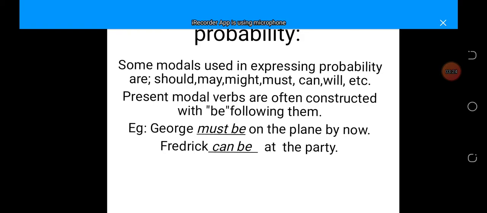George must be on the plane by now. Here we are expressing probability. It may not be so; we may go and not meet George on the plane. Frederick can be at the party. We can be there and Frederick may not be there, or he may be there. So that is expressing probability. Maybe.